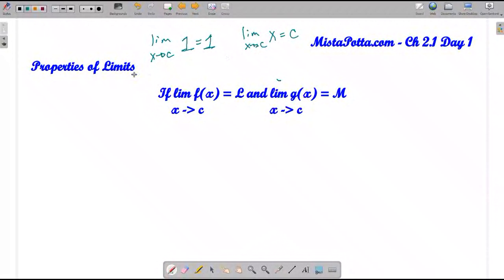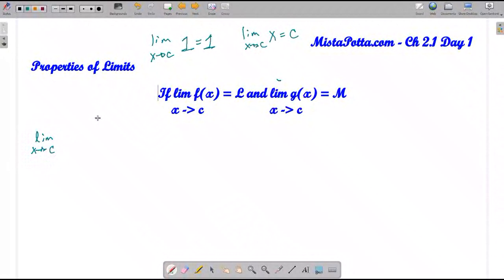So I'm going to start with assuming that the limit of f of x as x approaches c is equal to L, and g of x approaches M as x approaches c. So the question is what happens to some functions that depend on both f and g.